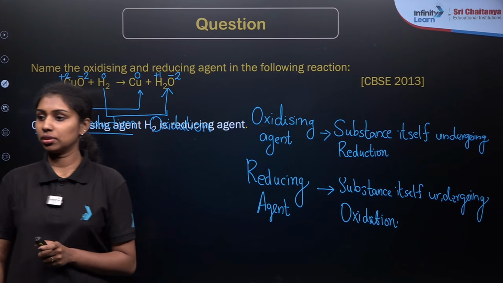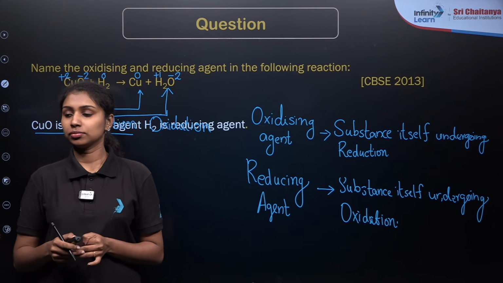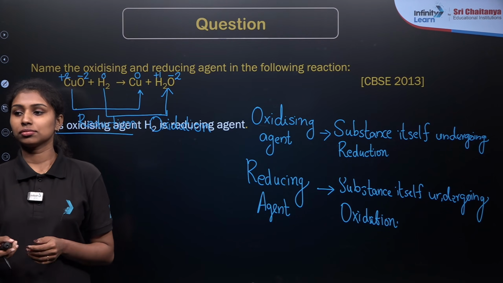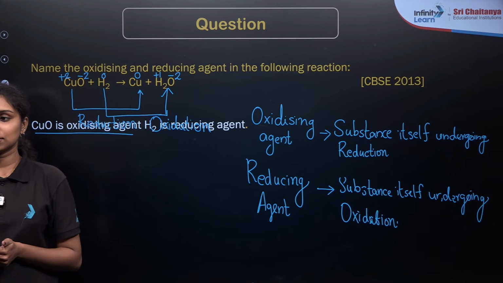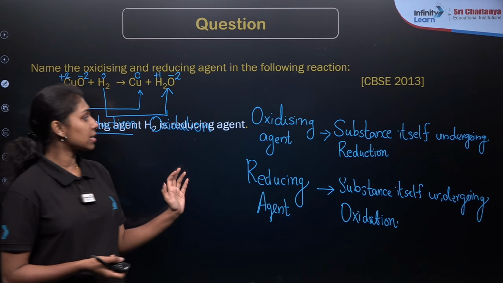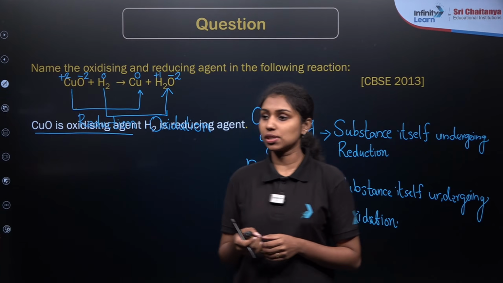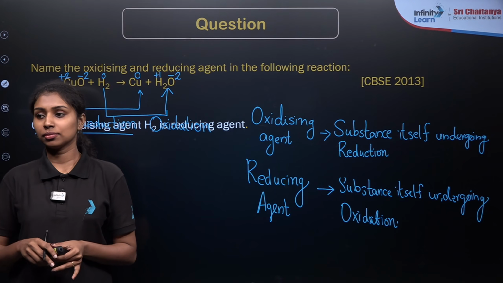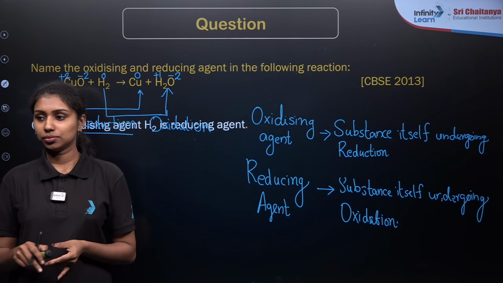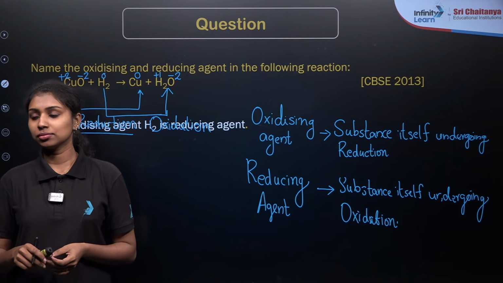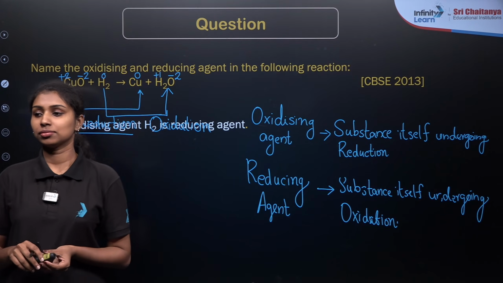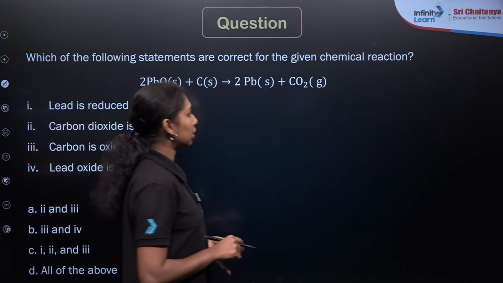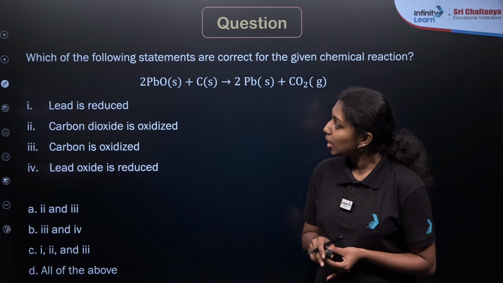Is there any doubt? Okay, is there any doubt how to calculate the oxidizing and reducing agent? How to find the oxidizing and reducing agent? Okay, I hope it is clear. Then again, one more question, just try by yourself. You need to identify what is happening here for the particular reaction.